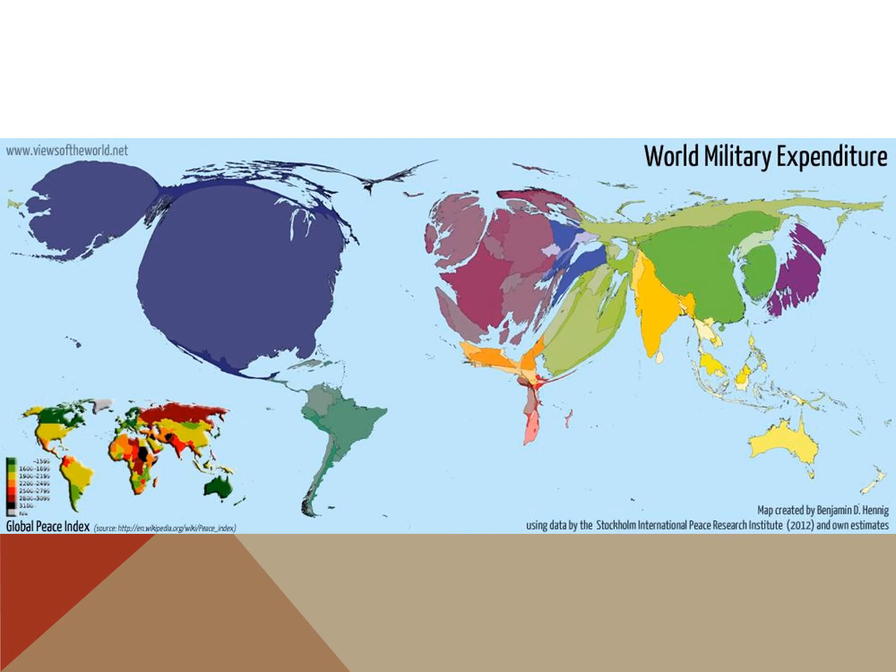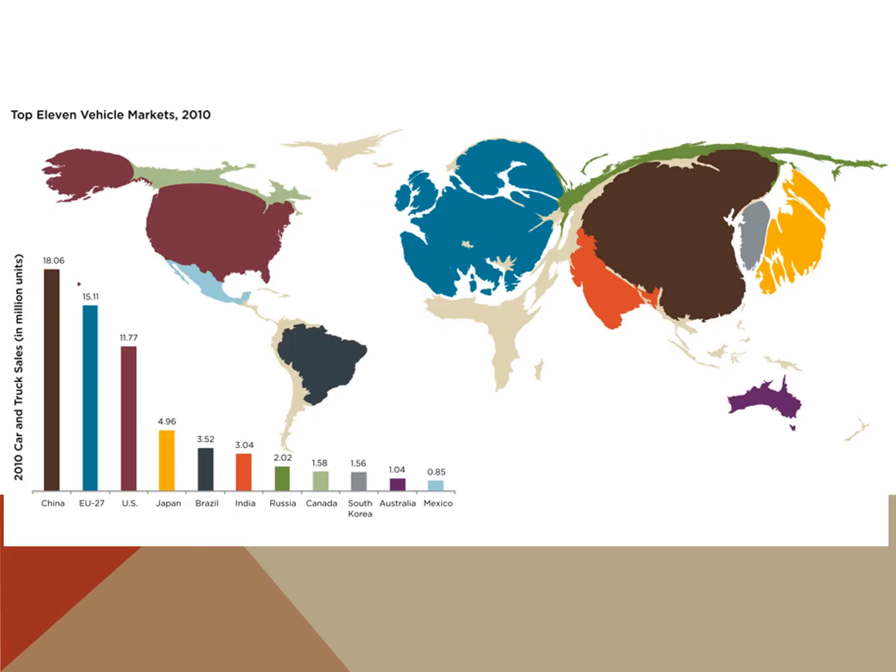So you'll notice anything that's bigger than it normally is spends more, and anything that's smaller than it normally is spends a little less. This last one is vehicle markets. So this is how many vehicles are purchased in a particular country. The largest buyer is China, then the European Union, and then us in the United States.